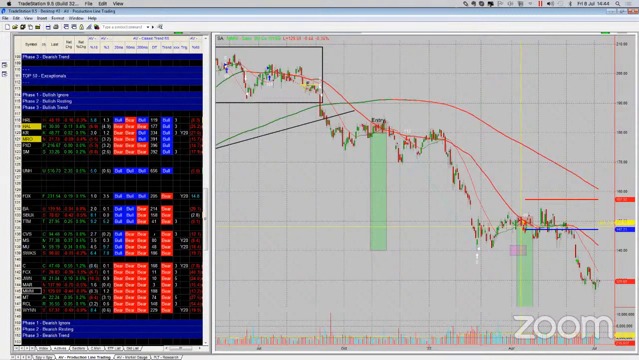Sell the rally in a downtrend. You've got to add the qualifier. No trend, no friend.